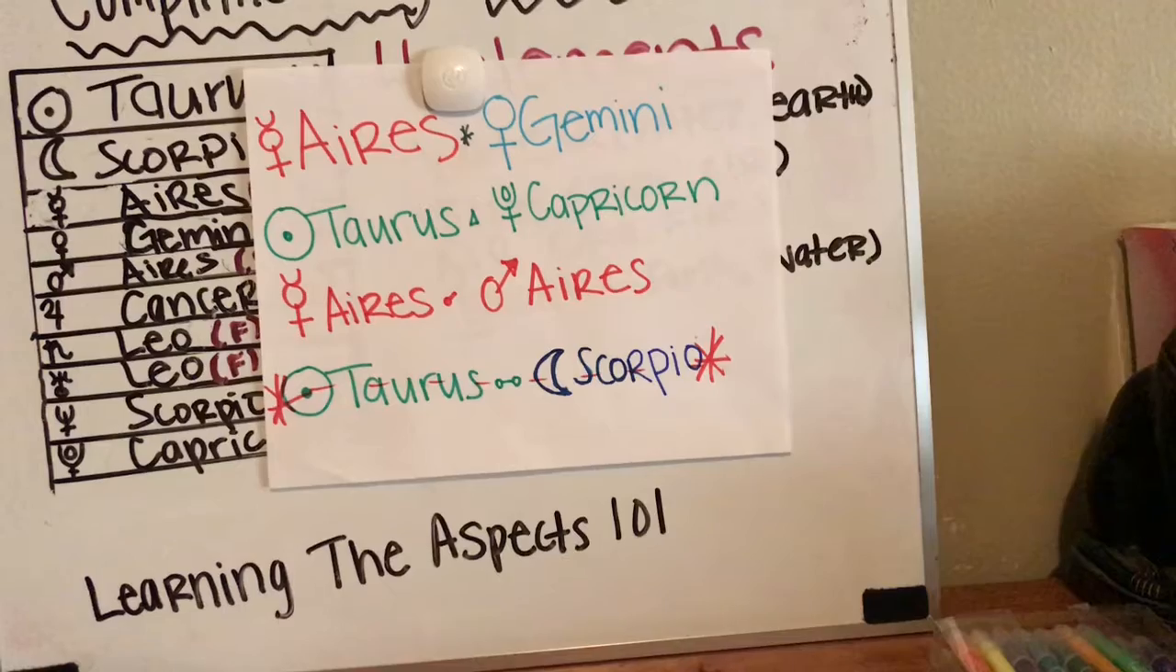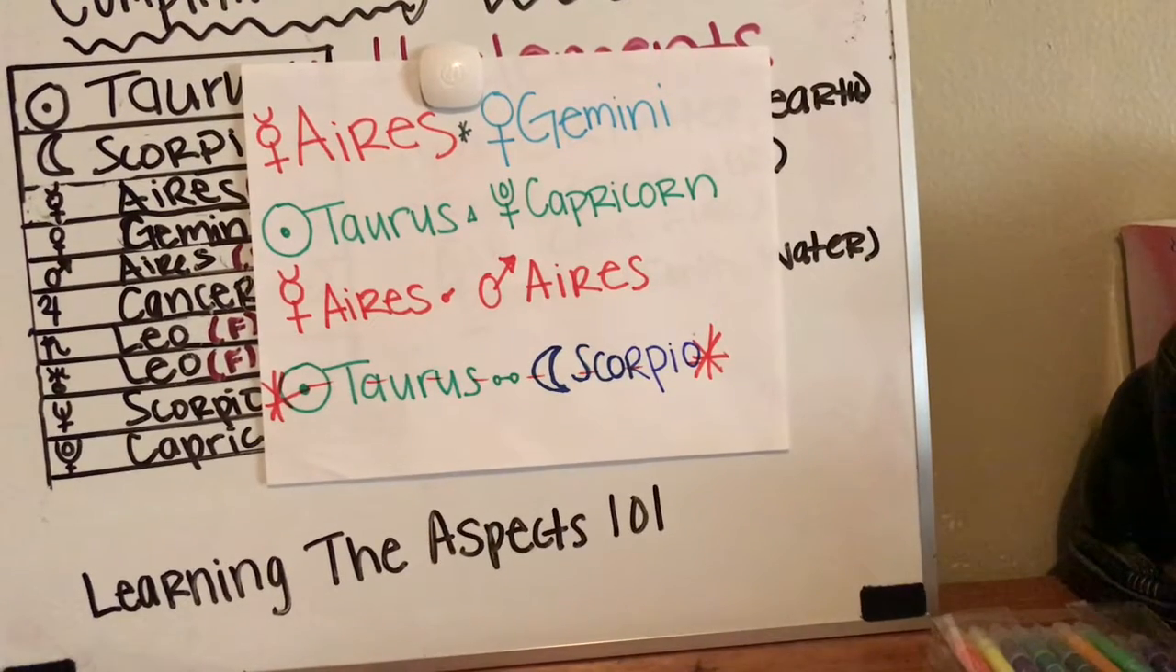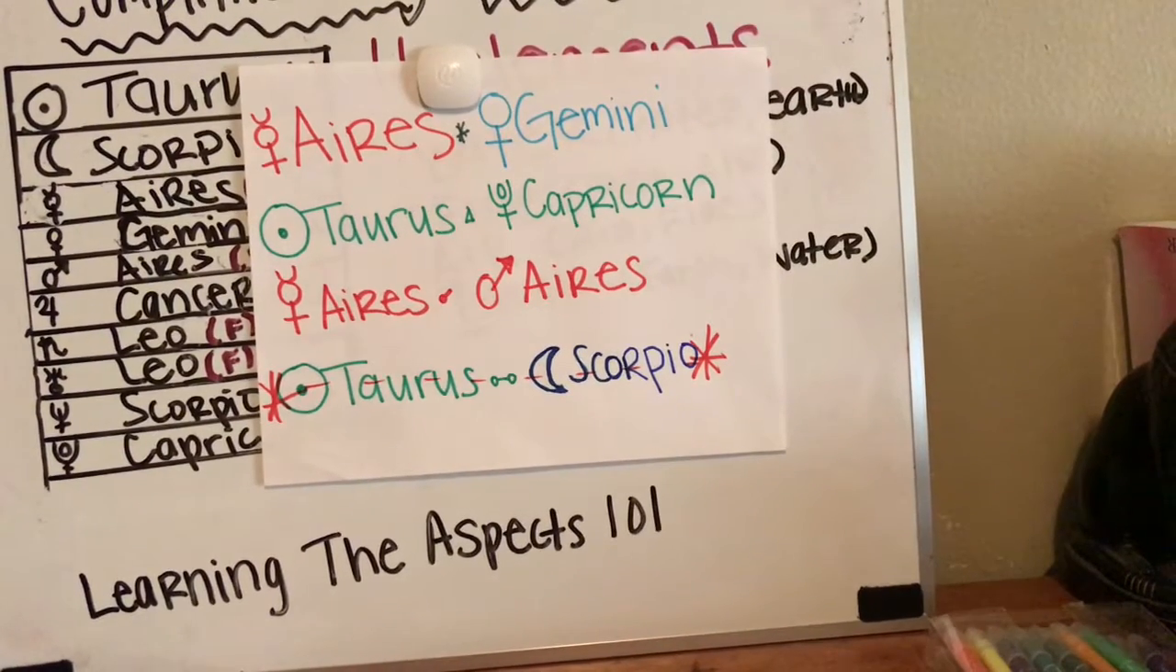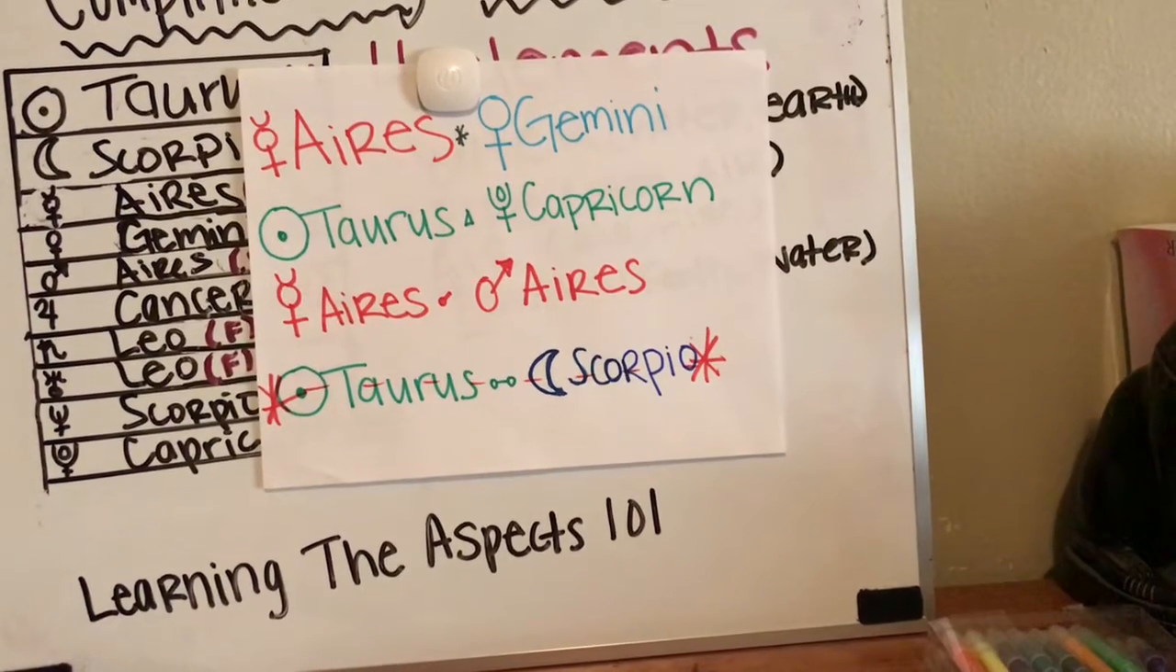So we know that because Mercury is in the fire sign of Aries, it is going to go well with Venus that is in the air sign of Gemini.